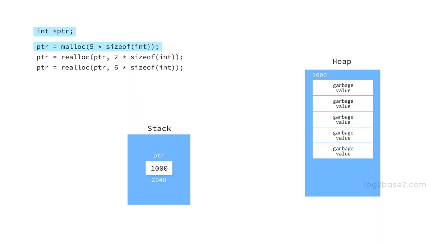Now suppose we only need 2 blocks. So we can use the Realloc function to reduce the size. So we pass PTR and the new size which is 2 into size of int. So it is reduced like this and returns the base address to PTR. Now suppose we want 4 more blocks. Then we can use the Realloc function to increase the size. So we pass PTR and the new size which is 6 into size of int, and it is resized like this.